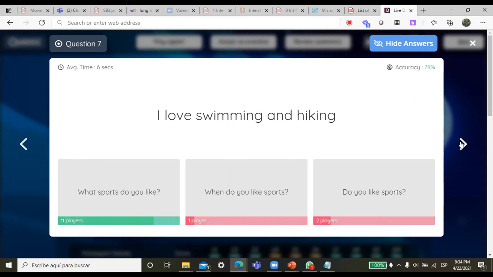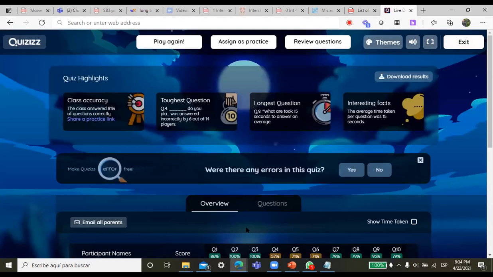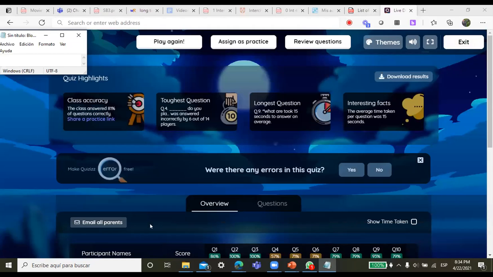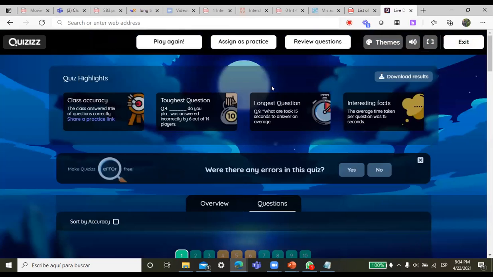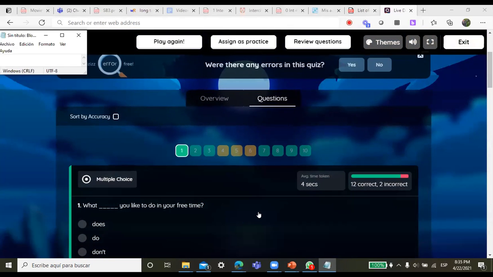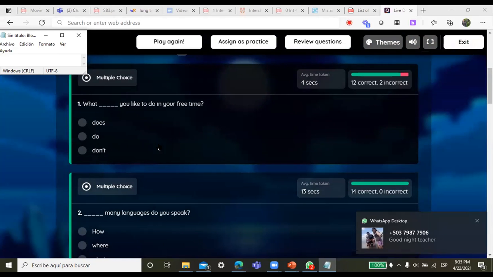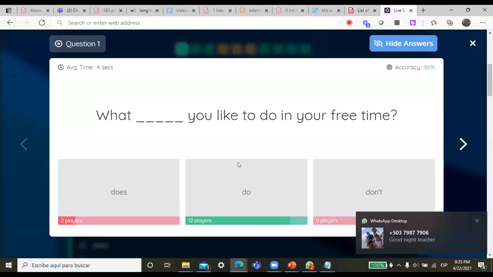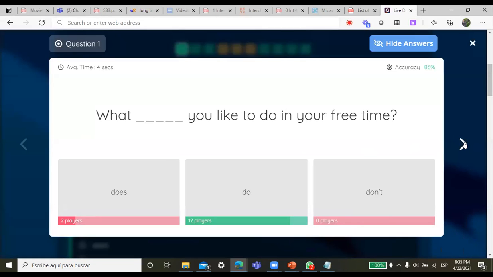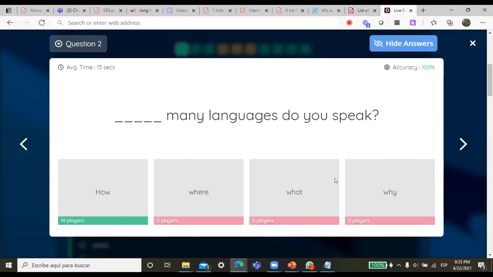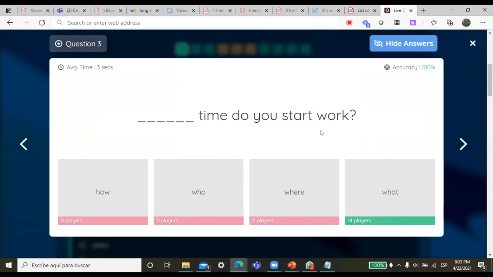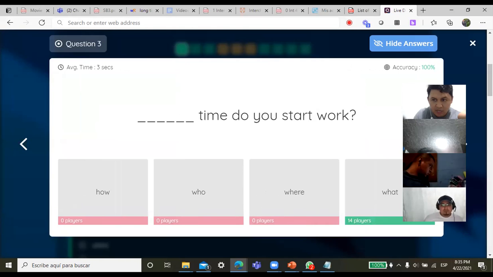Let's see over here. I love swimming and hiking, pero vamos a revisar las preguntas aquí, ¿verdad? ¿Cómo están? Just one second. There you go. All right, so questions. And we got a question over here. I'm going to give you the answer. So the first one was, what do you like to do in your free time, right? Okay. So the next one, sorry. So how many languages do you speak? This one, right? The next one, what time do you start work? ¿Verdad? ¿A qué horas? Okay. So what time do you start work?